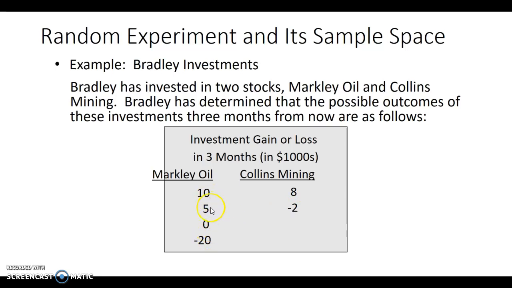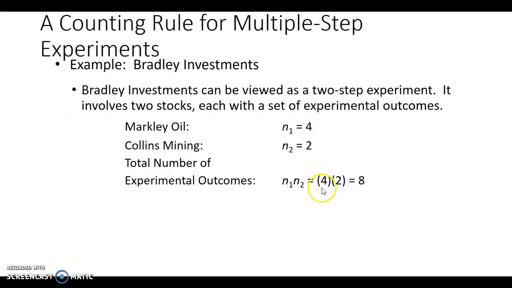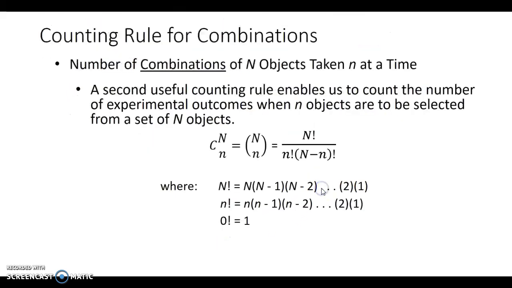That's 2 more outcomes. That's 6. Plus 2 more outcomes if we were to lose $20,000 on Markley oil. We could do that and make $8,000 in Collins mining. Or we could lose $20,000 in Markley oil and lose $2,000 in Collins mining. That's 2 more. That's 8 possible outcomes. So you can see how this formula works with common sense.